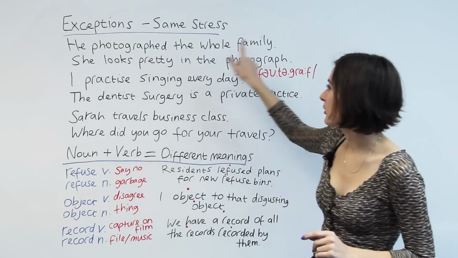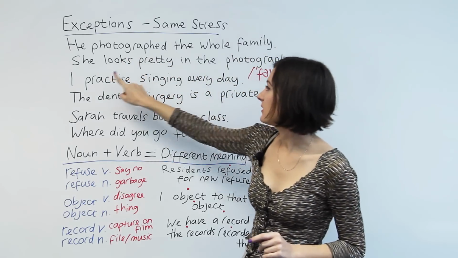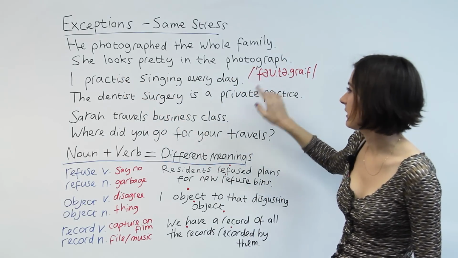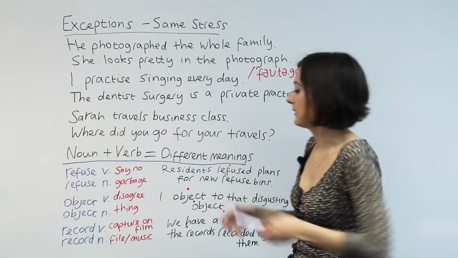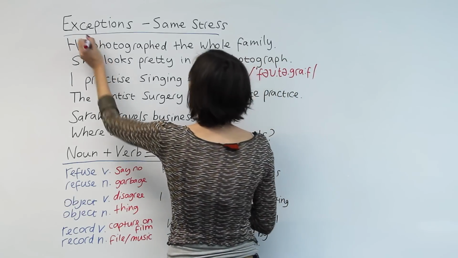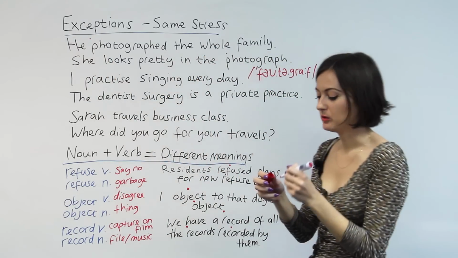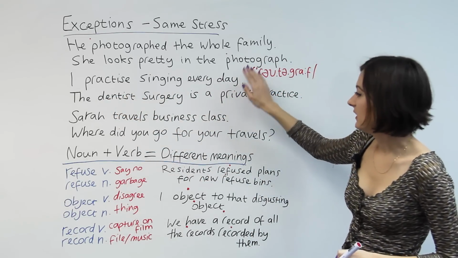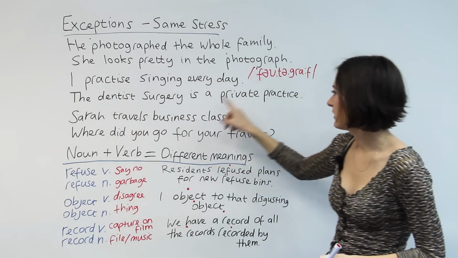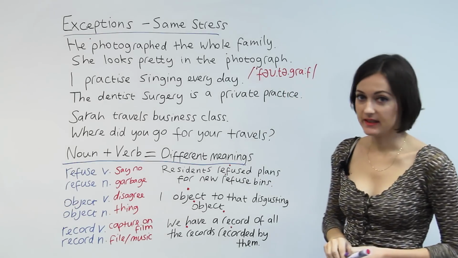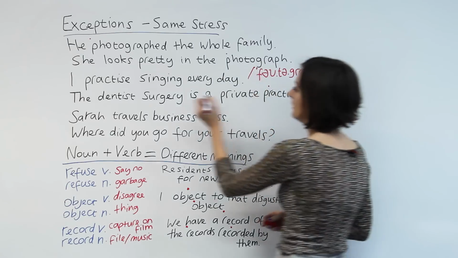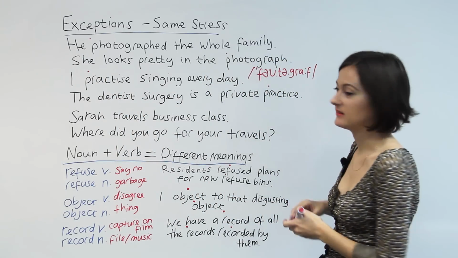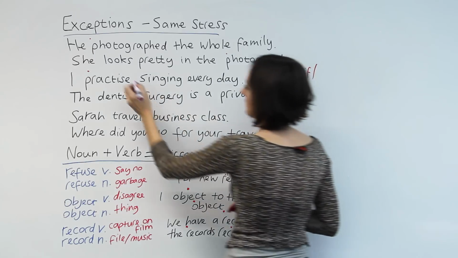He photographed the whole family. She looks pretty in the photograph. It's the same, okay? The stress is in the same position at the beginning of the word. Should do a circle. Next example. I practice singing every day. The dentist surgery is a private practice. Again, the stress is in the same place, at the beginning in both instances. Here, practice is the noun. Here, it's the verb.